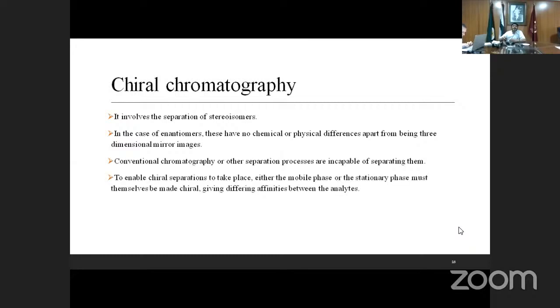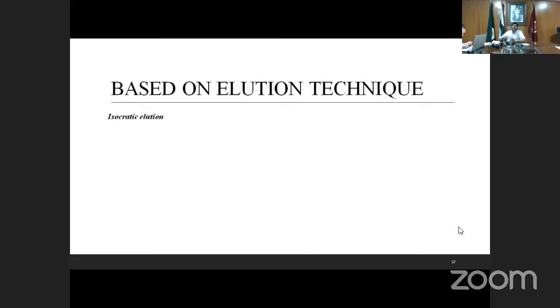To enable chiral separation to take place, either the mobile phase or the stationary phase must itself be made chiral. If the mobile phase or the stationary phase is chiral, then if we have a mixture of two components, one component will interact more with the stationary phase, or more with the mobile phase. At that time, we separate the enantiomers or stereoisomers.